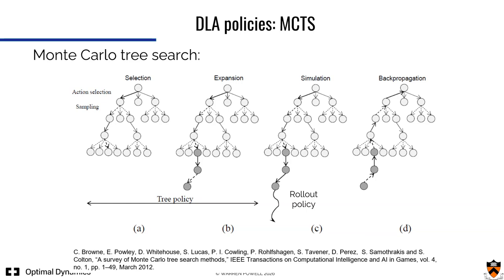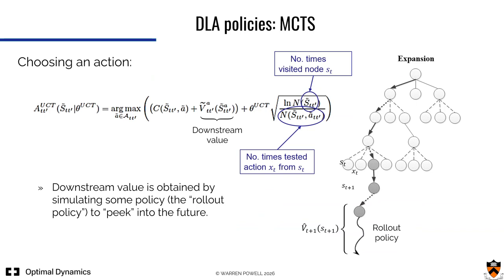That's called the rollout policy, and they just assume that you have one, something simple. Now, the 4th step is backpropagation, where as you do this peek ahead, you then propagate this information back. And this is all done through an equation where we're going to see almost all the policies at work, one of which is a value function.